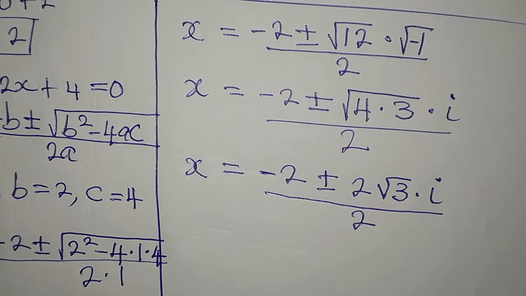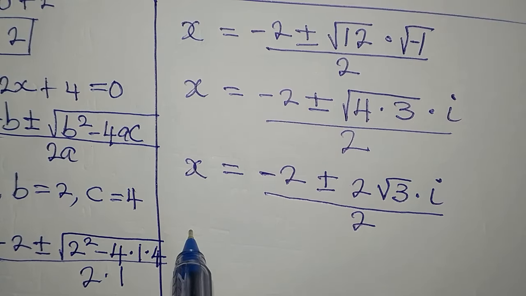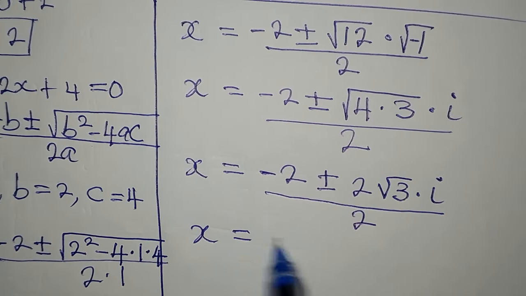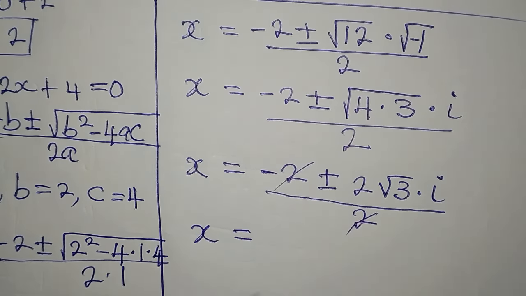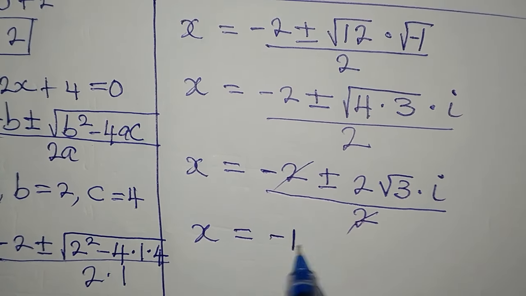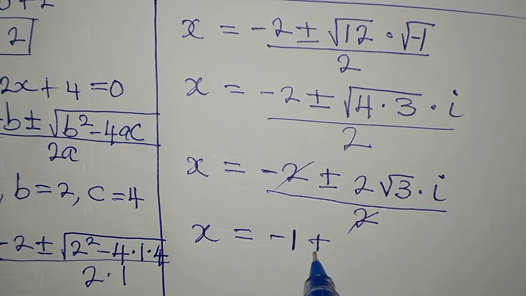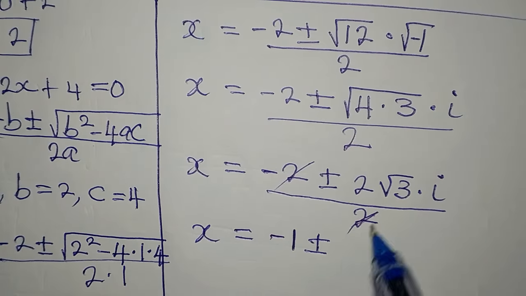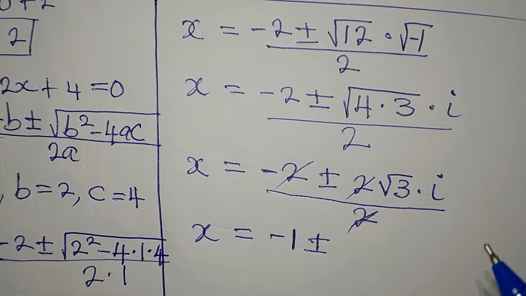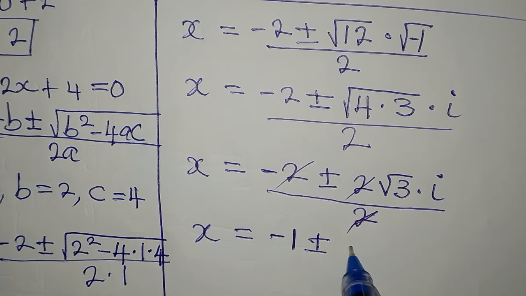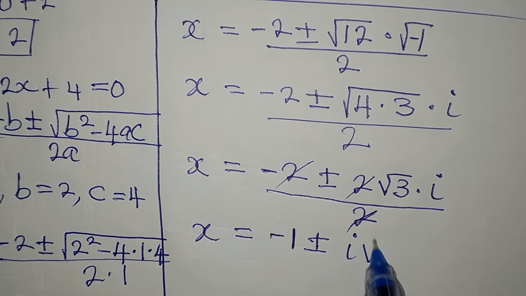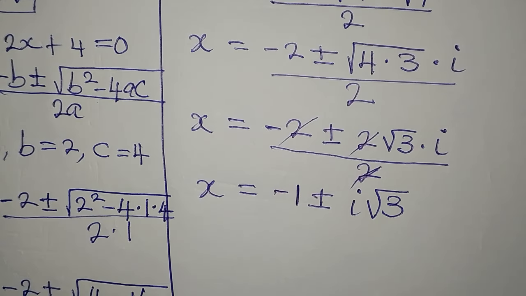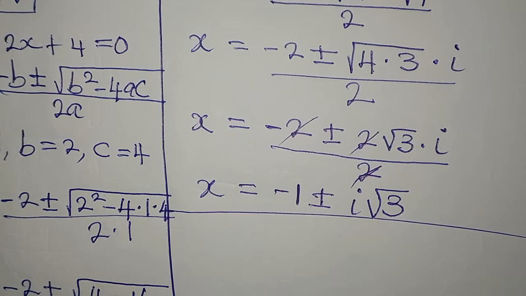Now if we want to proceed, x is equal to 2 into minus 2 is minus 1, then plus or minus 2 into 2 again is going to be 1, then that 1 multiplied by i is 1i, then we have our root 3. So this is what you have, and it is a 2-in-1 solution.